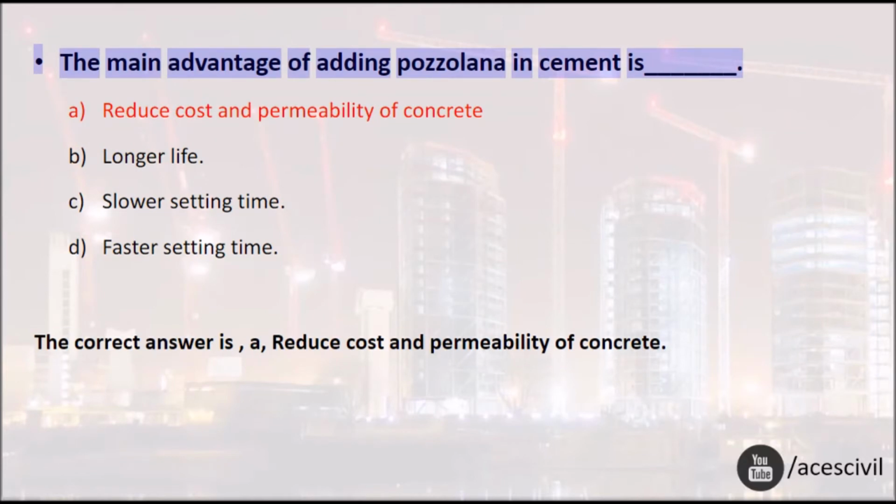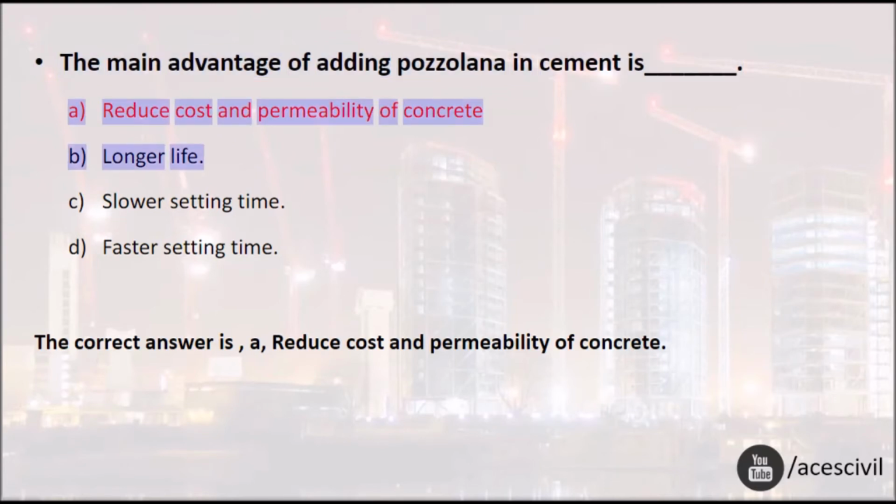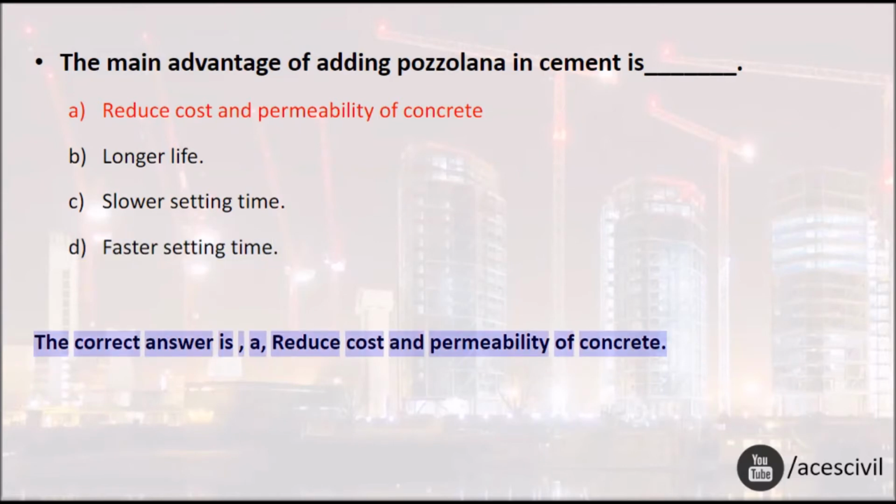The main advantage of adding pozzolana in cement is A. Reduce cost and permeability of concrete, B. Longer life, C. Slower setting time, D. Faster setting time. The correct answer is A. Reduce cost and permeability of concrete.